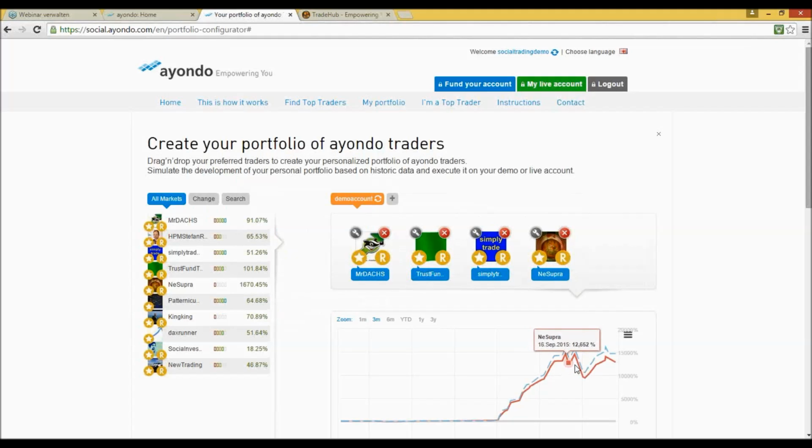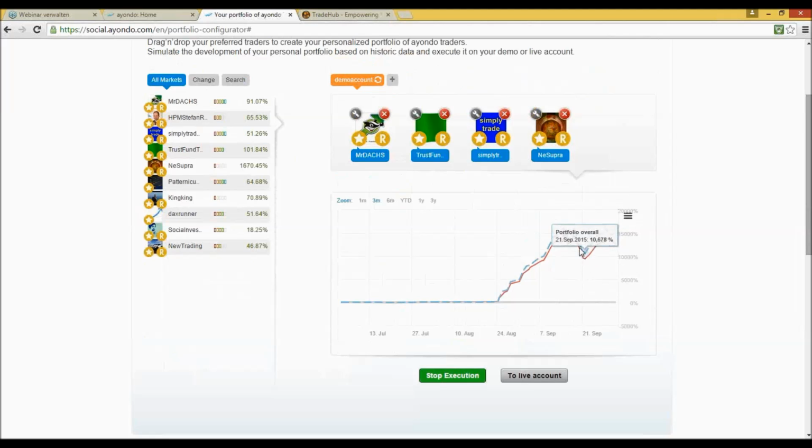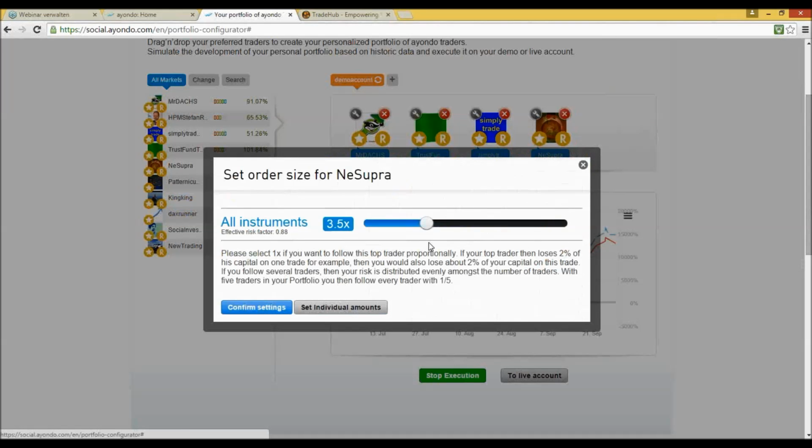There you go. So we can see here, my portfolio would have grown 15,000% had I followed any Supra over 3 months with 10 times the risk factor. But again, my losses would have been just as large. I would have gone from having a 14,000% return, going all the way down to 9,500. So again, it does increase the risk there. We're going to take that back down to 1 times, as I'm not really too confident. I'll confirm the settings.